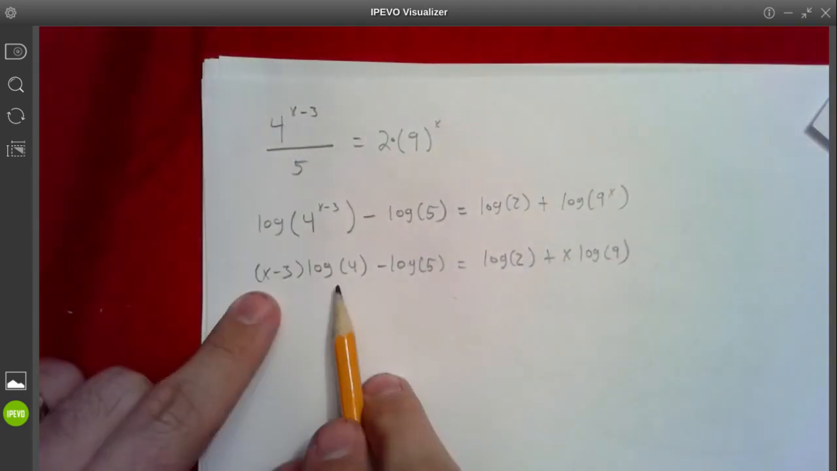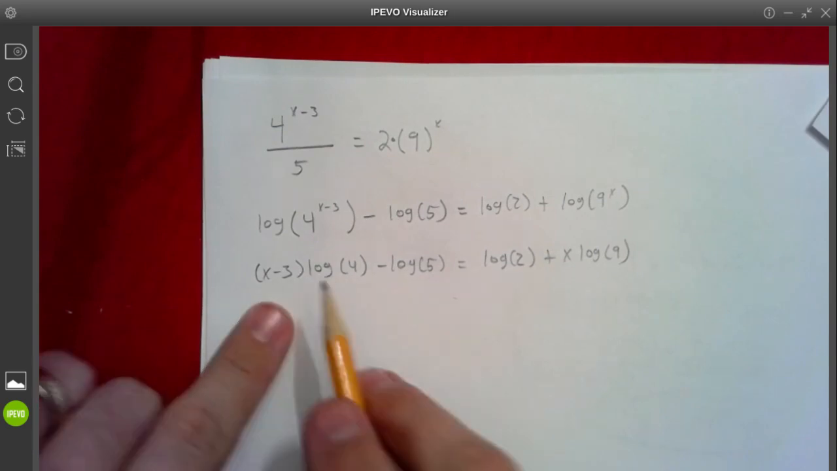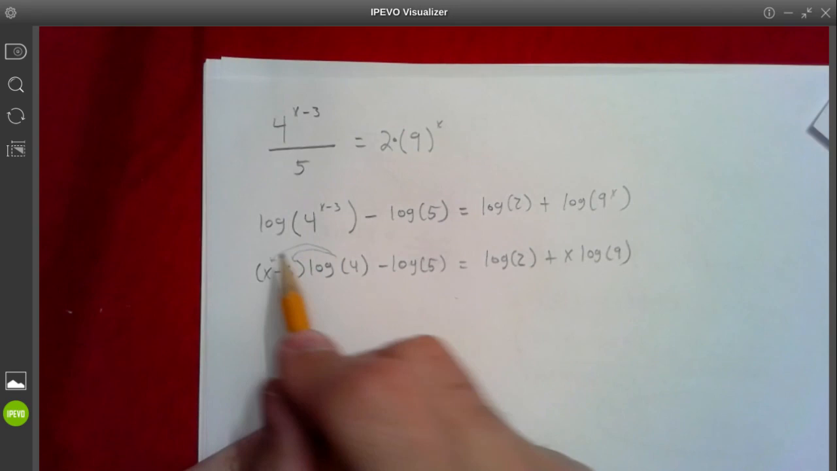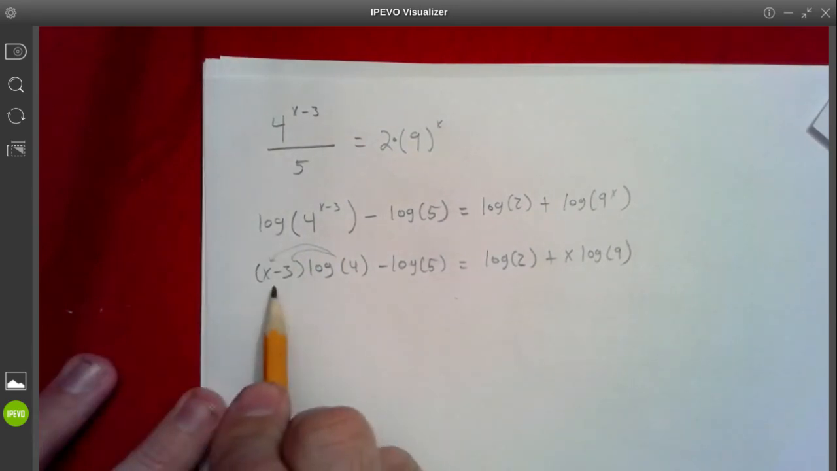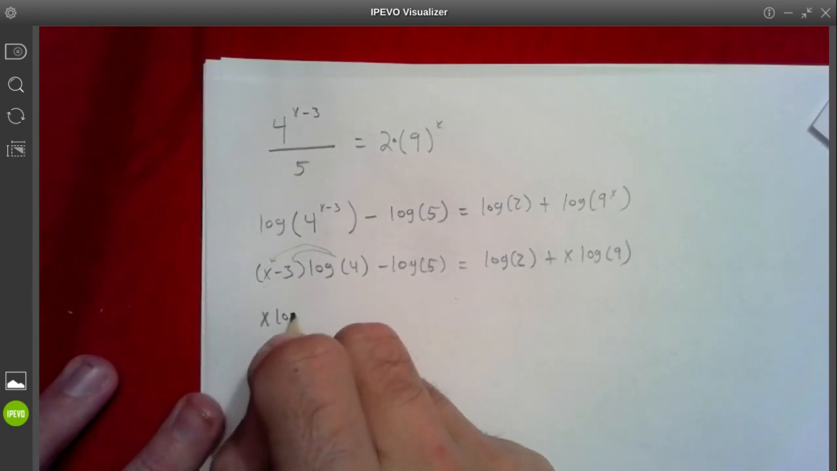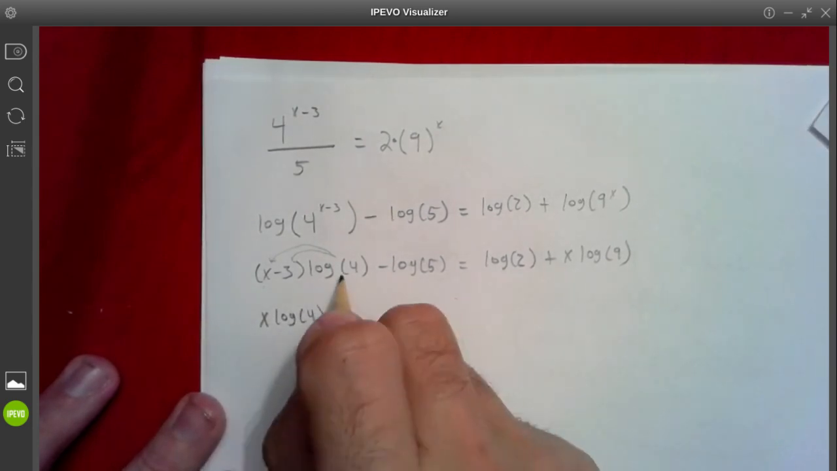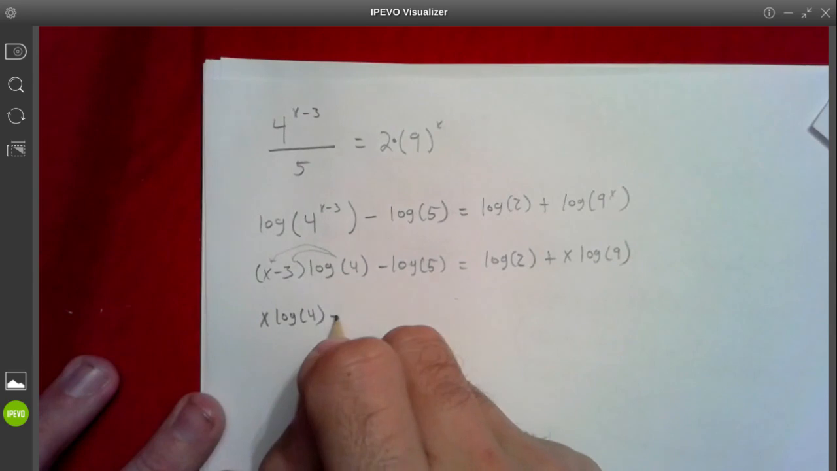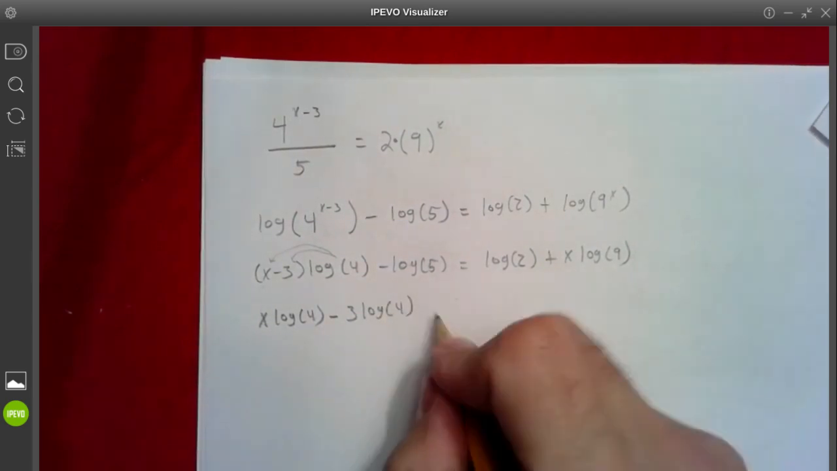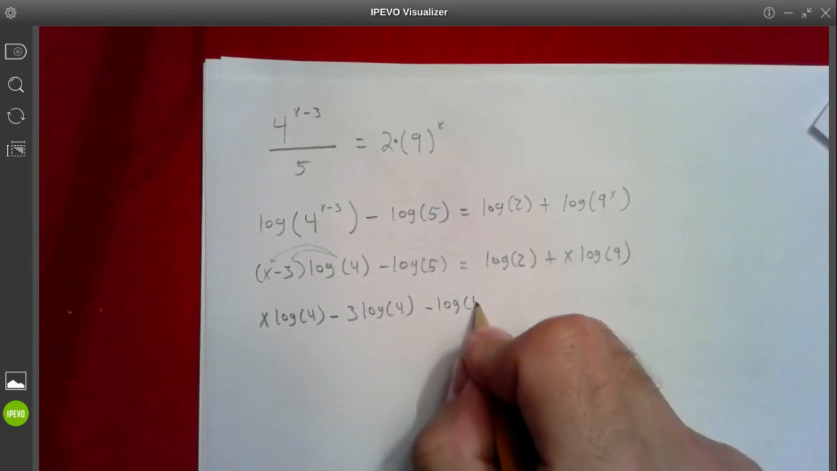This one on the left, I'm going to have to distribute because eventually I want to separate my x's from the stuff without x's. So it's going to be log 4 times x, which is x log 4, log 4 times negative 3, which is negative 3 log 4, and I still have all the rest of this to write down.